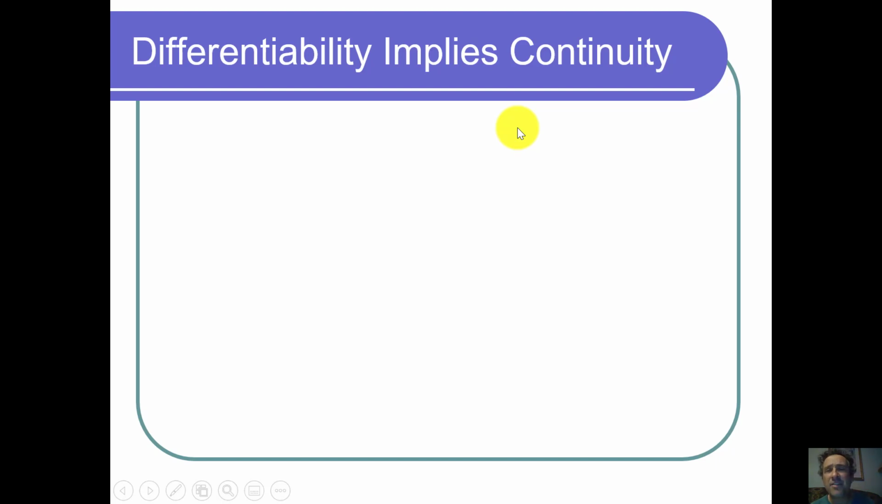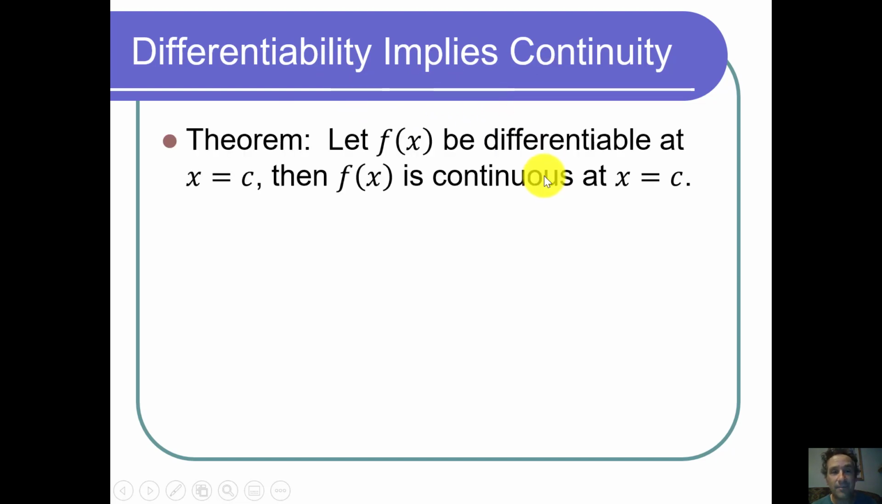And we can look at the converse of that. And that says that if you have a function that is differentiable, then that function must also be continuous. So here's the theorem. Let f of x be differentiable at a value x equals c. Then f of x is continuous at x equals c. So let's give a little proof of that. It's a little messy, but not too terrible.